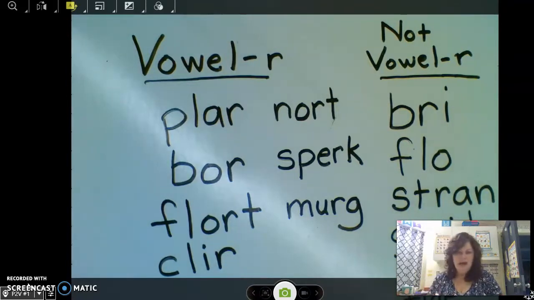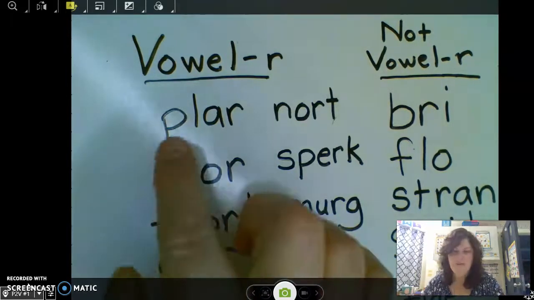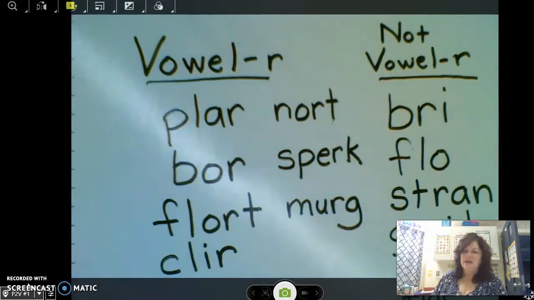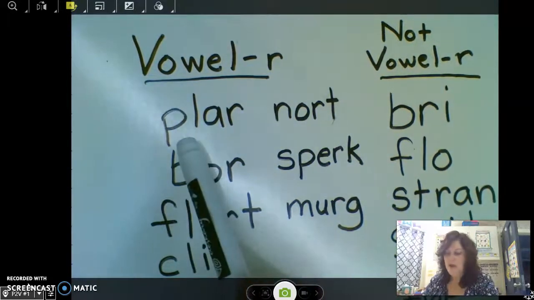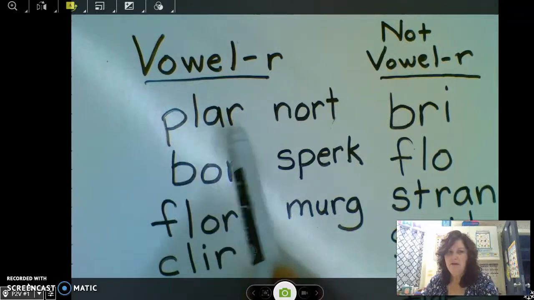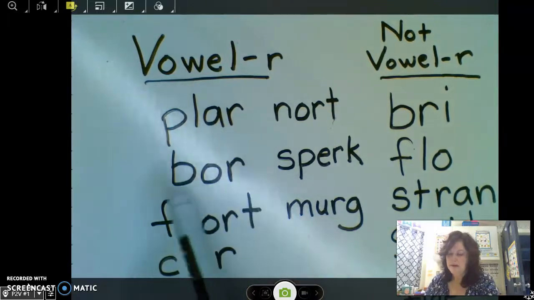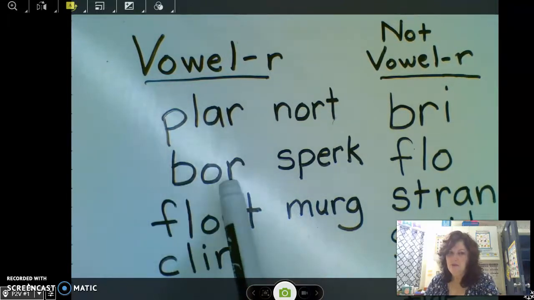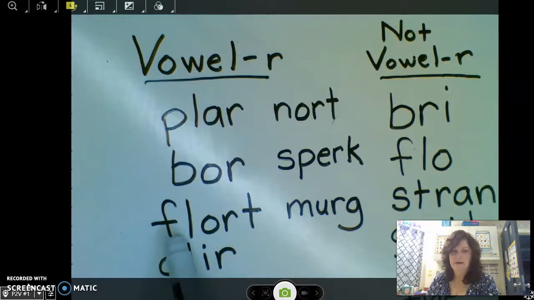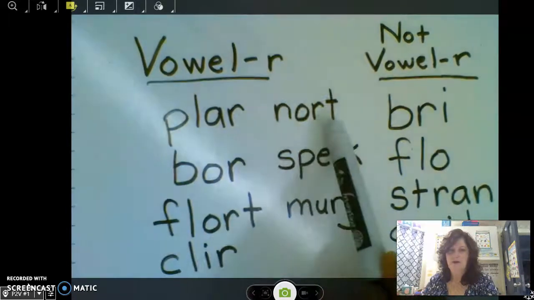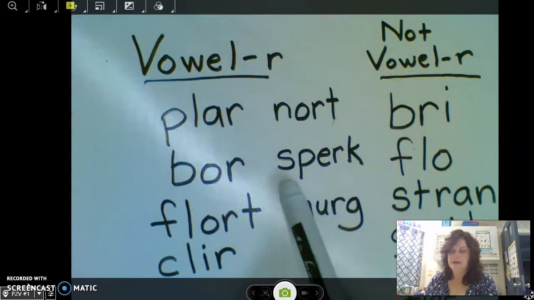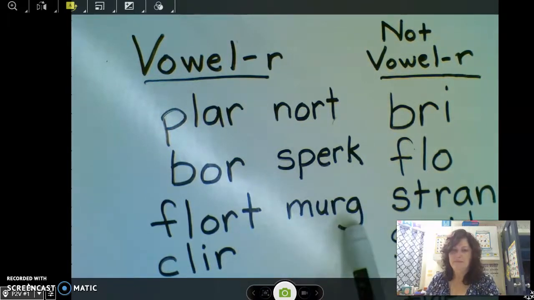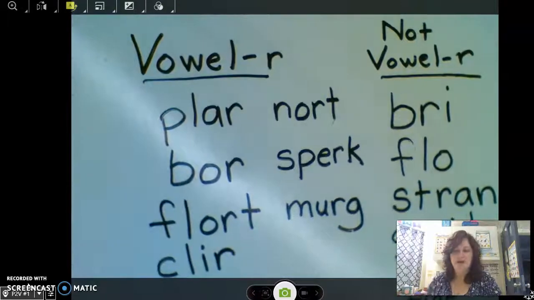So before we end, let's go ahead, take a minute and read these vowel R syllable type words that we made. We have plar, bore, flort, clur, nort, spurk, and merg. Very good job.